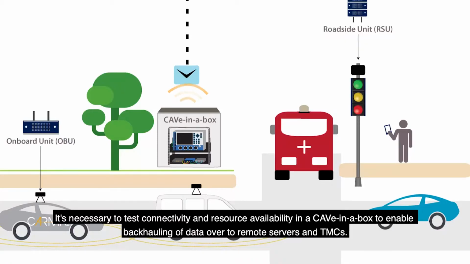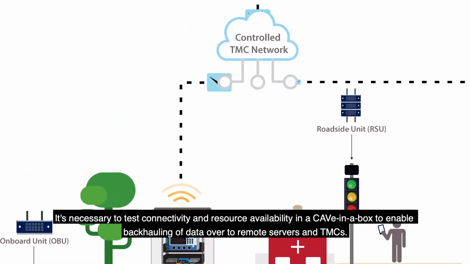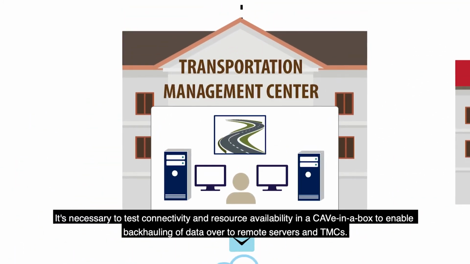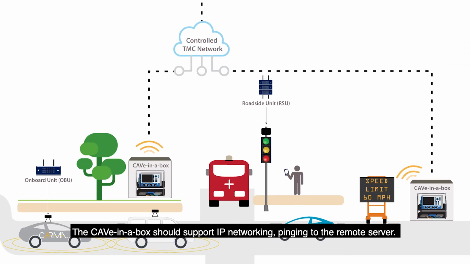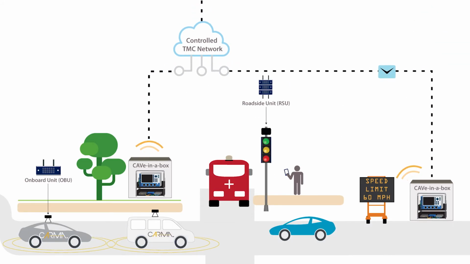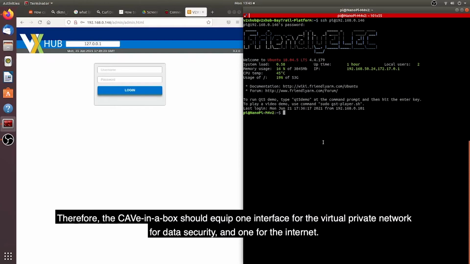It's necessary to test connectivity and resource availability in a cave-in-a-box to enable backhauling of data over to remote servers and TMCs. The cave-in-a-box should support IP networking, pinging to the remote server. Therefore, the cave-in-a-box should equip one interface for the virtual private network for data security and one for the internet.